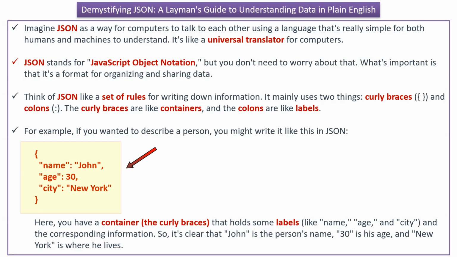Here you can see an example of JSON which describes a person, and here you can see the container, which is nothing but curly braces, that holds some labels like name, age and city and their corresponding information. So it is clear that John is the person's name, his age is 30 and he lives in New York.